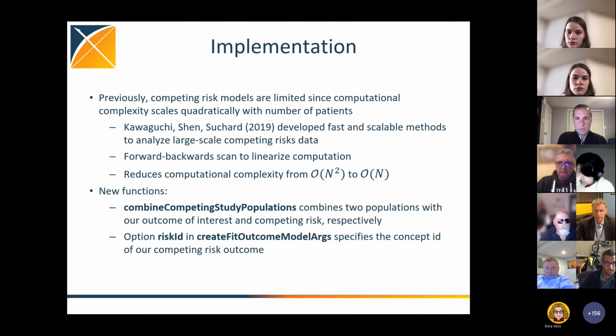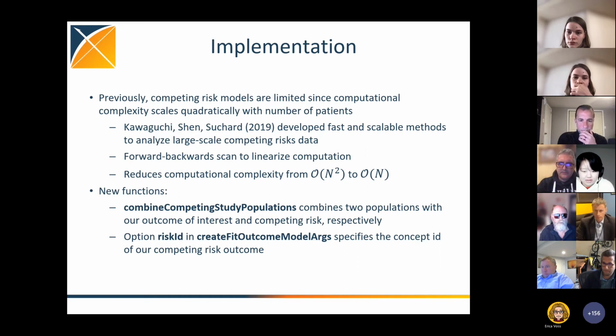Previously competing risks models were limited because computational complexity for these models scales quadratically with the number of patients. But Kawaguchi, Shen, and Suchard were able to develop a fast and scalable forwards-backwards scan algorithm to linearize this computation. So this reduces computational complexity when we have larger scale competing risk data. It scales linearly instead of quadratically.